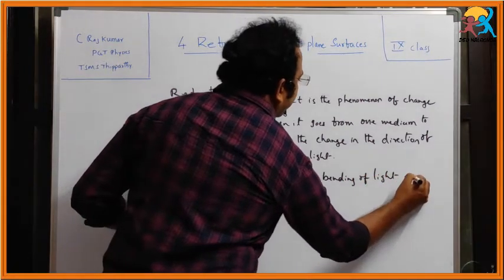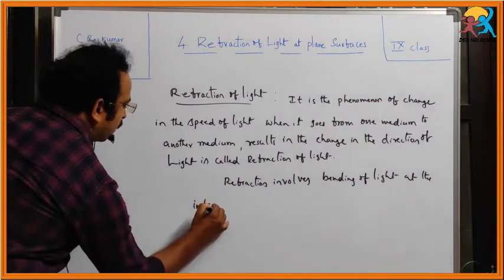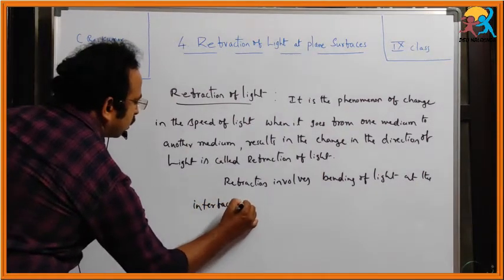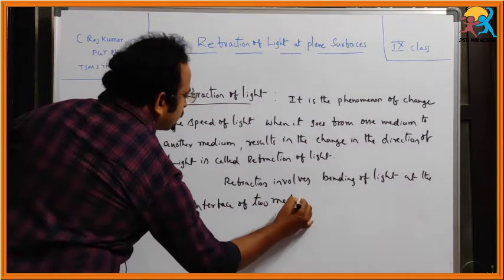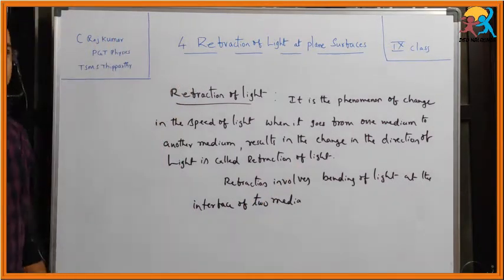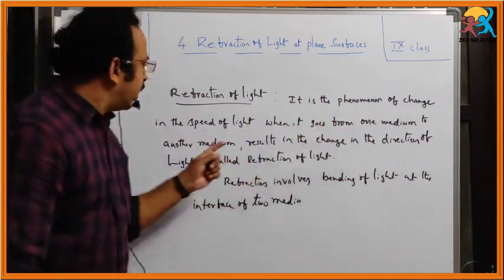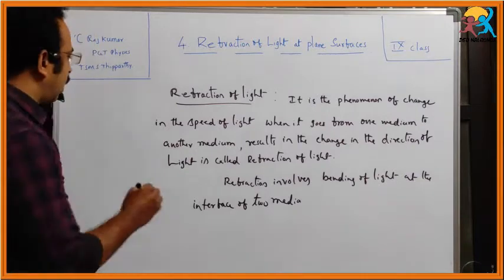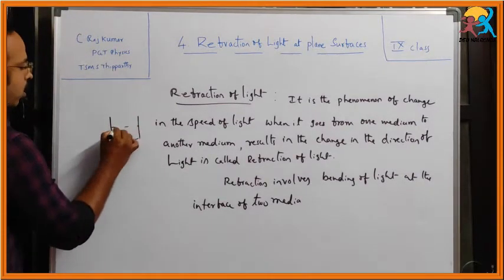Bending of light at the interface. At the interface of two media. That's very important here. So refraction of light, the definition says that it is a phenomenon of change in the speed of light. Remember here, when light travels from here, here is water, the water medium is there.